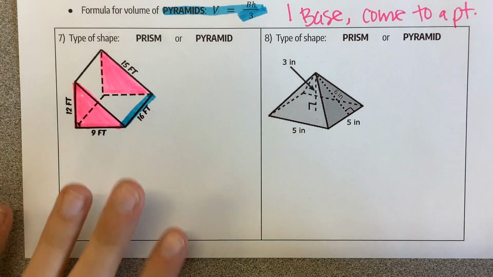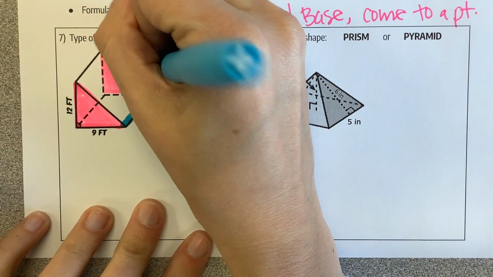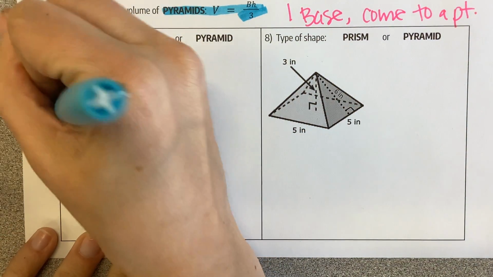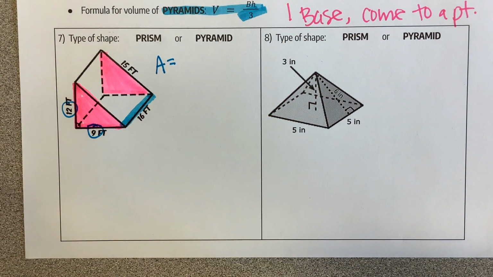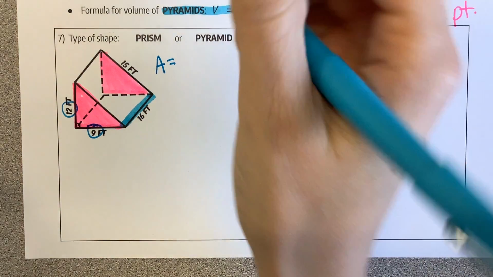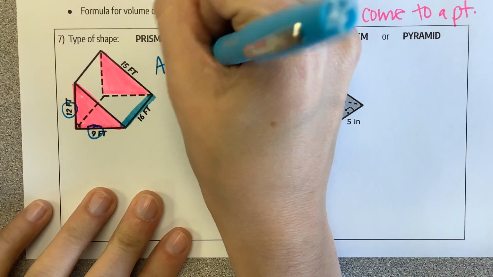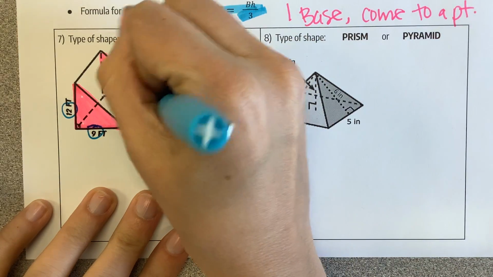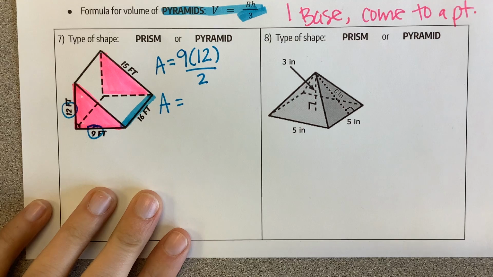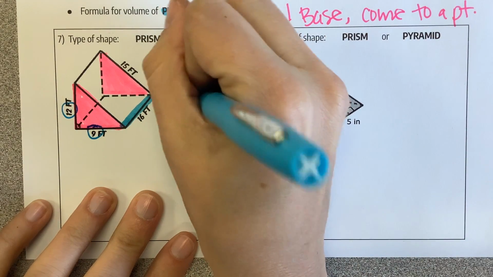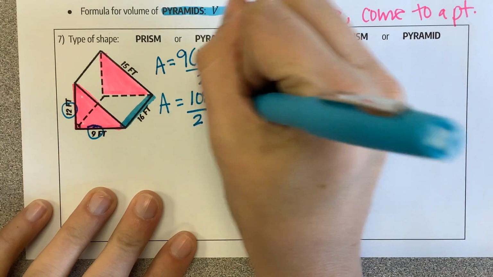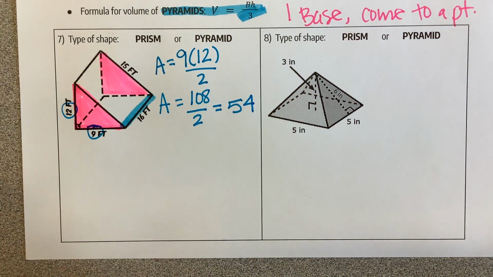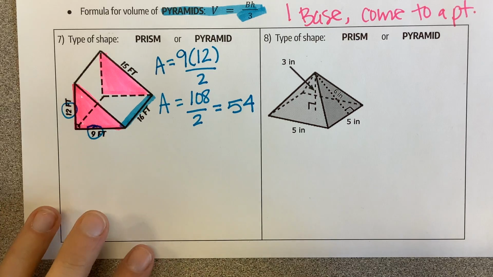So since I have a triangle base, when I'm plugging in my formula, the base and height of our base of the prism is 9 and 12. So we're going to do 9 times 12. It's a triangle, so divide it by 2. 9 times 12 is 108. Divided by 2 is equal to 54. So the area of our base is 54.